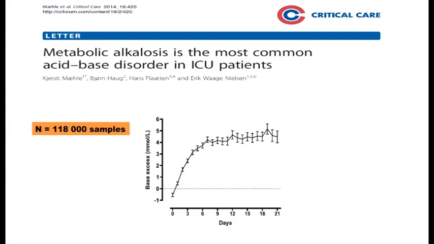What happens to patients once they are admitted to the ICU? So here, this was a study looking at the base excess of 118,000 patients admitted to the ICU. And as you can see here, the longer the patients remained in the ICU, the more the base excess actually increased. A base excess in excess of 2 millimoles per liter indicates an alkalosis. So you can see here that metabolic alkalosis is probably the most common acid-base disorder in ICU patients, and there are various mechanisms for how this develops in the ICU.